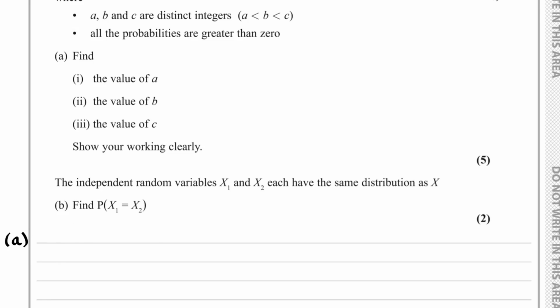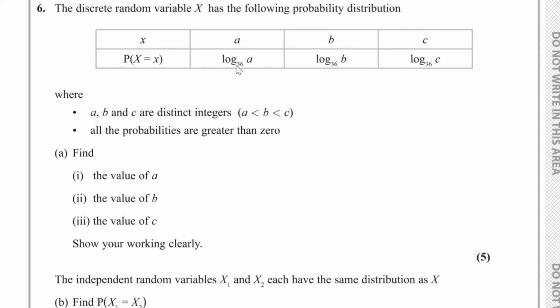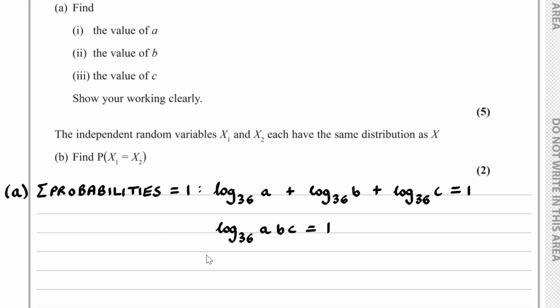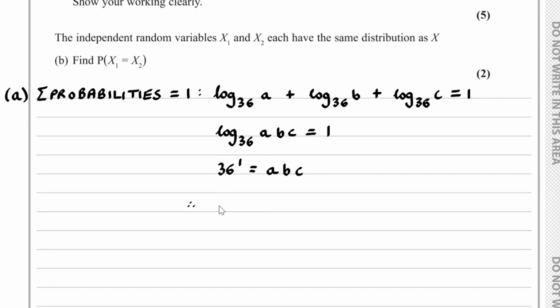So for part A, we can use the fact that the sum of the probabilities is equal to 1. Now, we need to add together log base 36 of A with log base 36 of B with log base 36 of C. And all of this is equal to 1. We can use the addition law of logs to simplify this. We have log base 36 of ABC equals 1. 36 to the power of 1 is equal to ABC, from which we can conclude A times B times C is equal to 36.